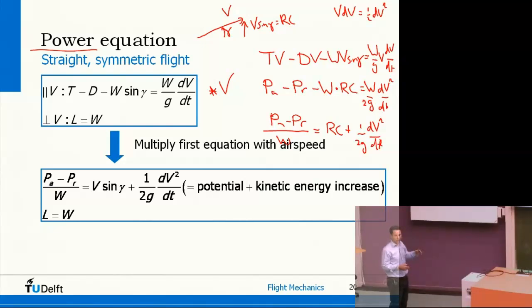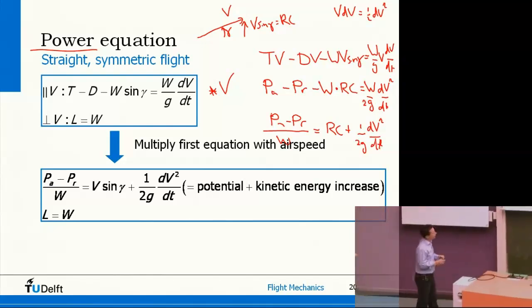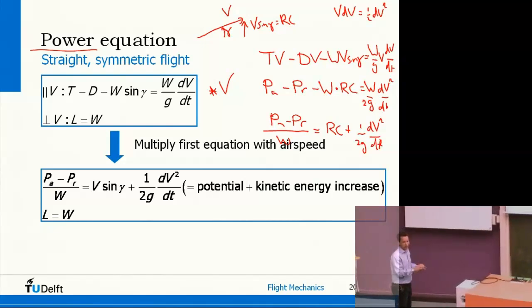Now a half dv squared, you can see that's the same as, since I'm dividing by weight on the left, actually the term on the right, it's a potential energy increase plus a kinetic energy increase. So all this says is if my engine provides more energy than you need to overcome drag, then all that's going to happen is you're going to either climb or accelerate. So it's just an energy balance, nothing more than that.